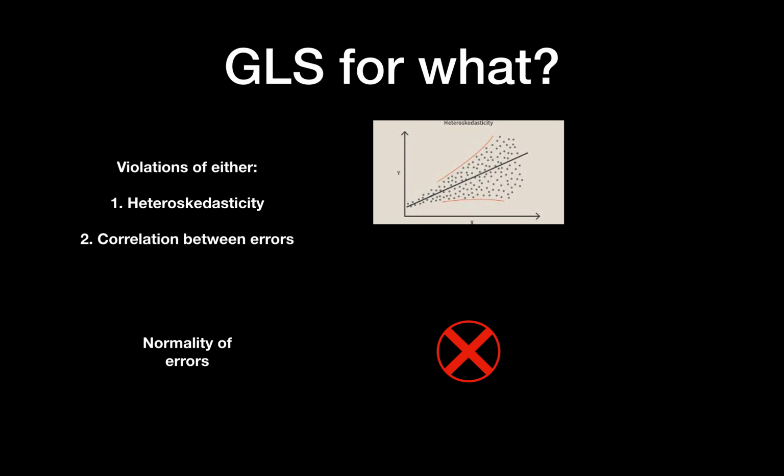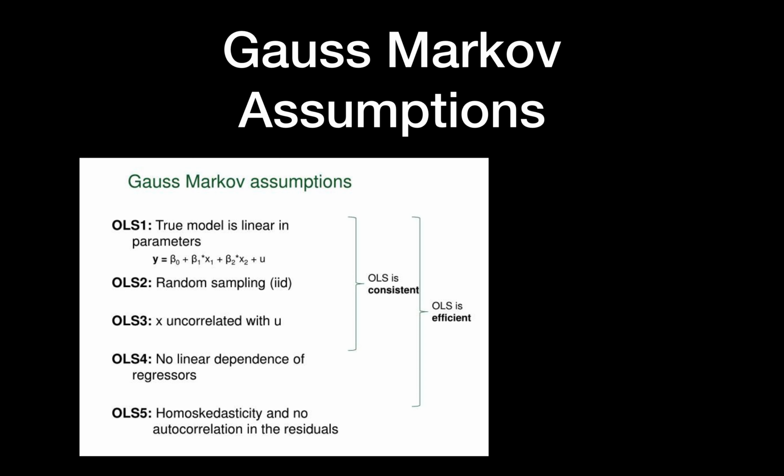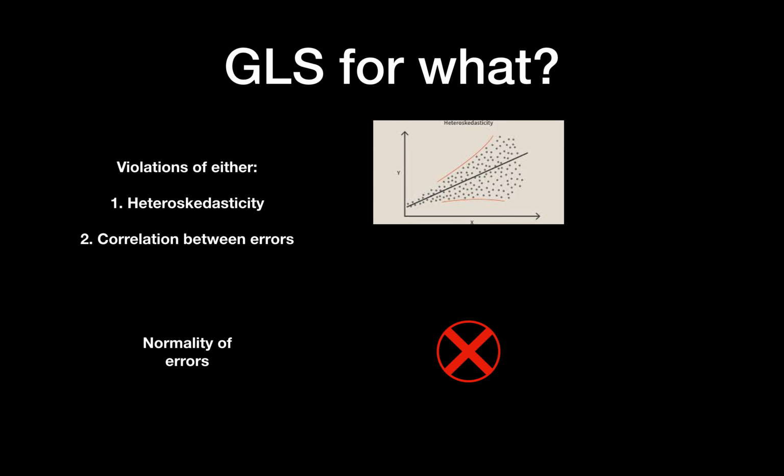So this is GLS now. It's going to help us with violating that 5th assumption at the bottom. This will basically mean that GLS is now the best linear unbiased estimator.